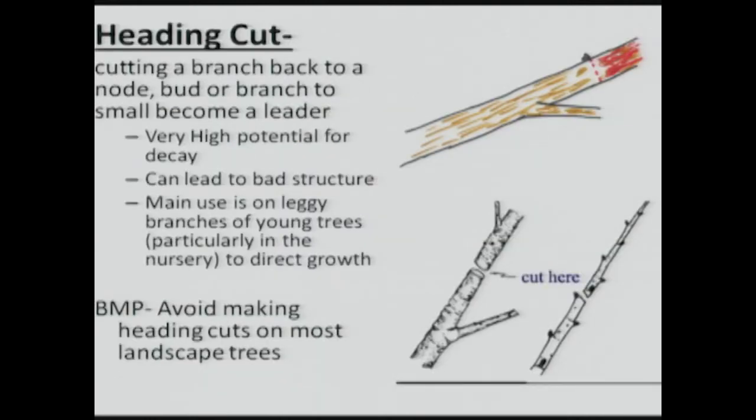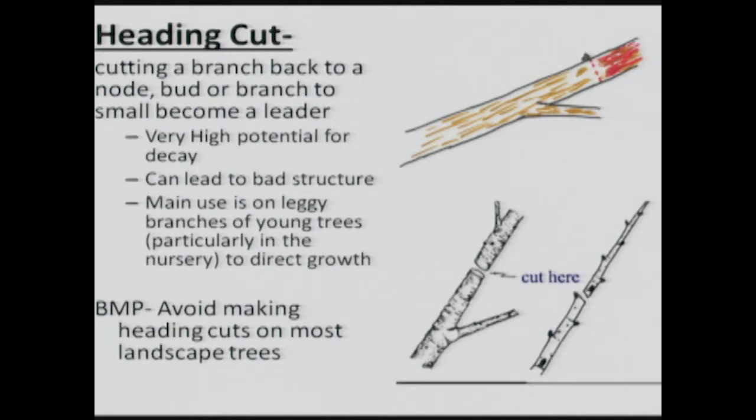And the final type of correct pruning cut is a heading cut. So in this case, we're cutting a branch back to a node or a bud or a branch that's less than a third the size of itself. So you could think of that as an improper reduction cut. There's a very high potential for decay with this sort of cut. If it's done incorrectly or you don't follow up on it, it can lead to very bad structure. It can lead to the release of apical dominance and a lot of competing branches that you then have to come back and thin out. And if you don't come back and thin them out, that's bad for the tree's long-term structure.